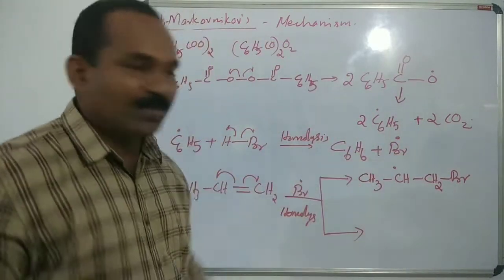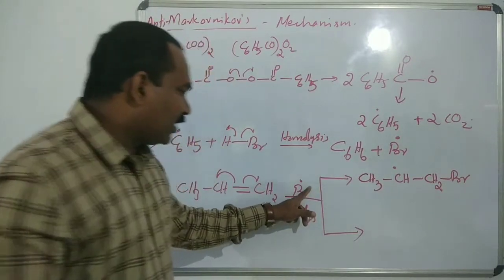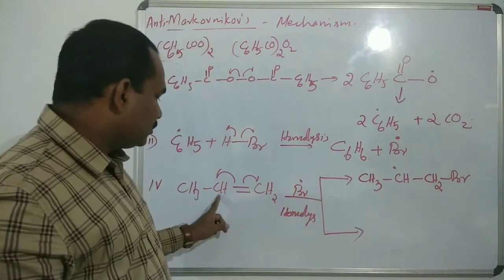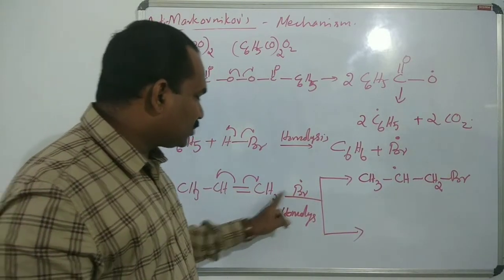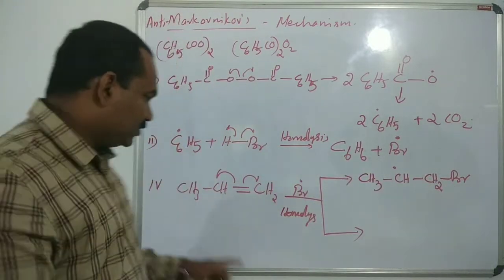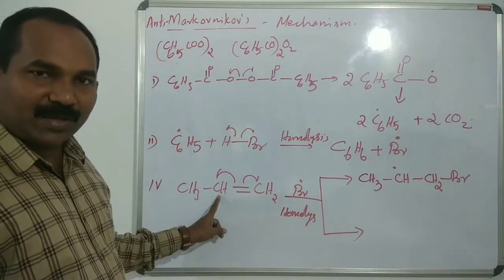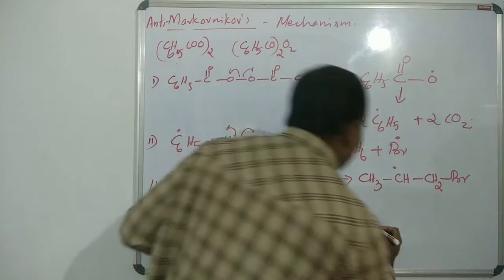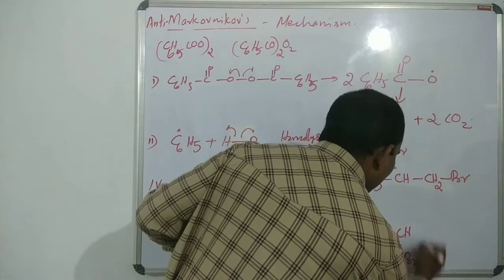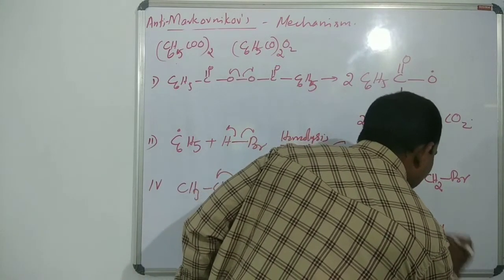This is one possibility. This bromine free radical is added to this carbon atom. We get CH3, CH free radical, CH2 Br. Are you clear? Yes. Another possibility, this free radical is attached to this carbon atom, the second carbon atom. We get CH3, CHBr, CH2 free radical.